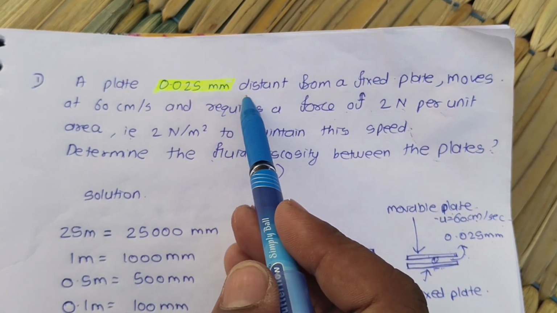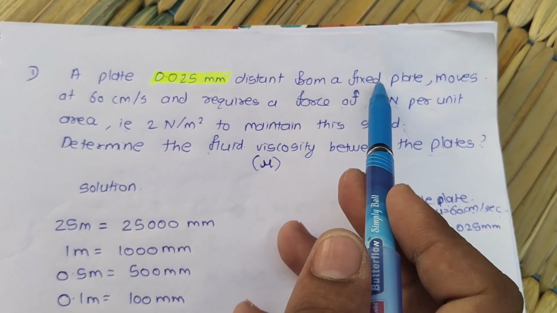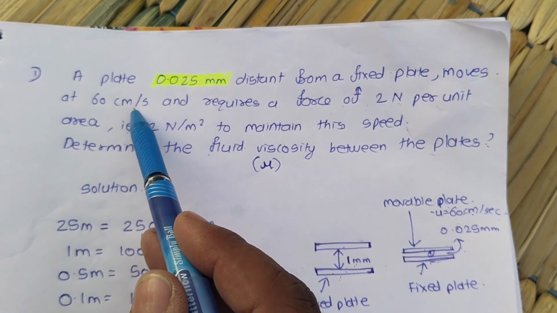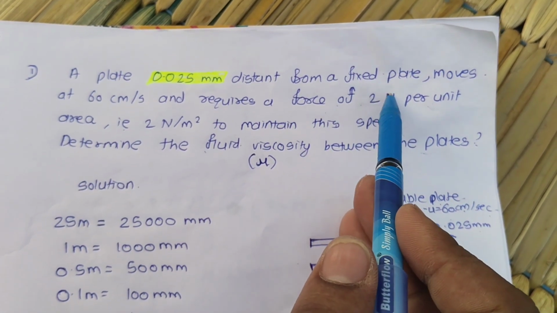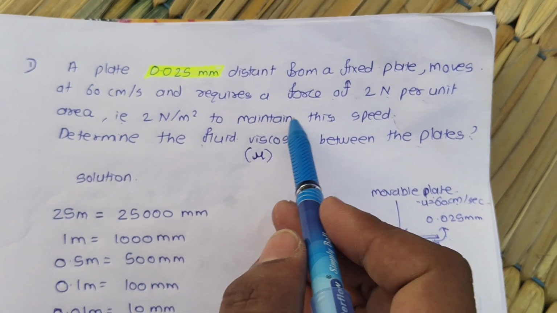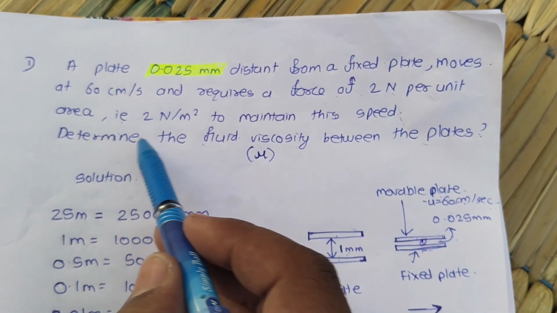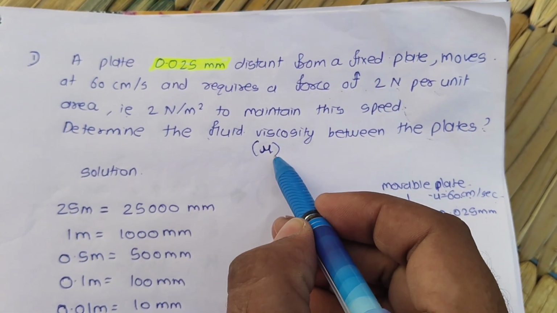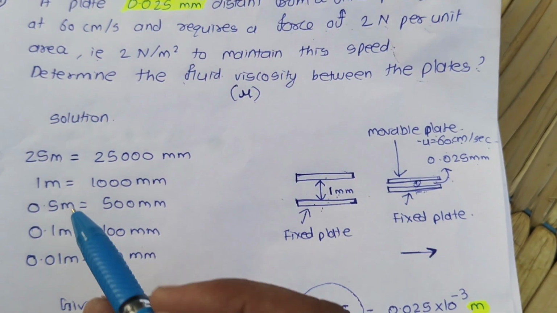A plate 0.025 mm distance from a fixed plate moves at 60 cm per second and requires a force of 2 Newton per unit area, i.e. 2 Newton per meter square, to maintain this speed. Determine the fluid viscosity, which is mu, between the plates.